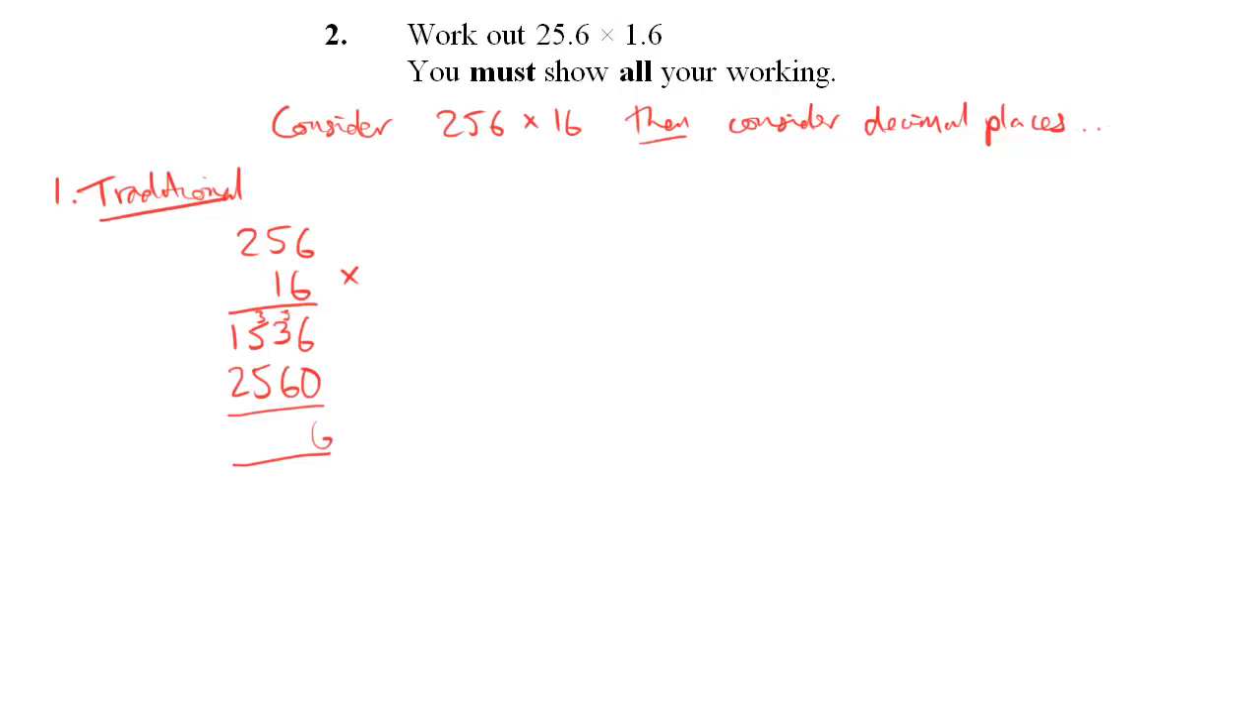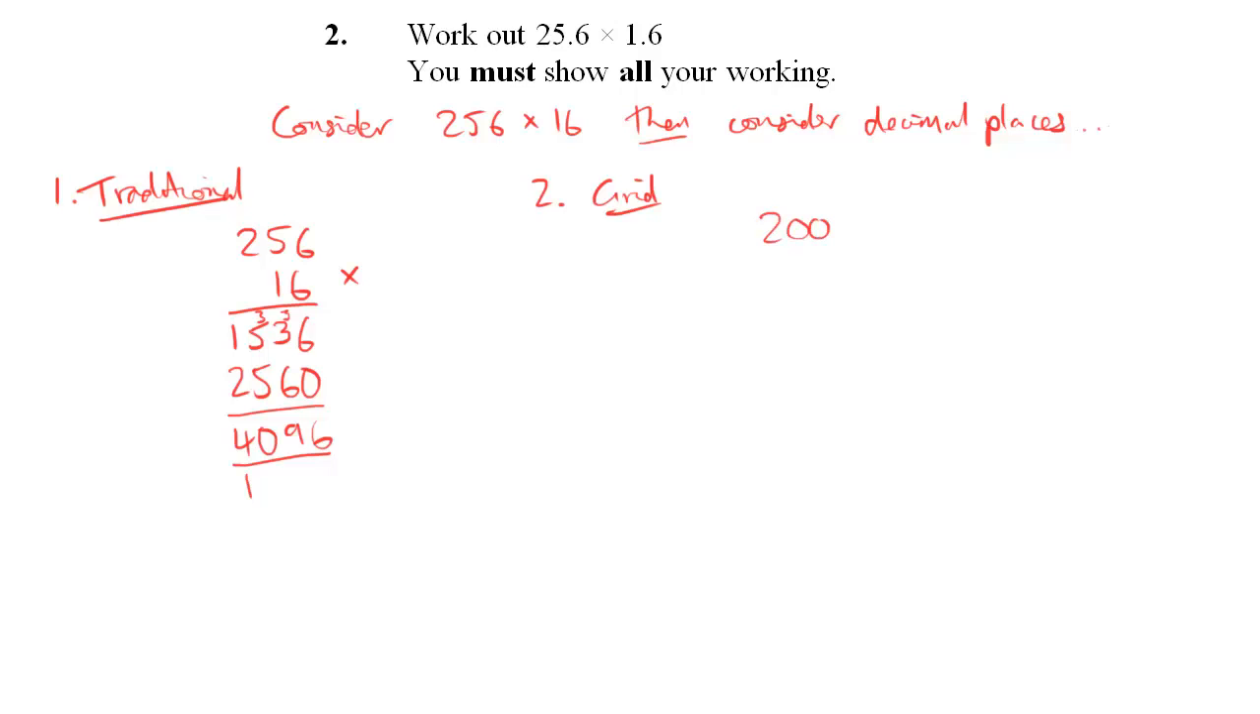And then finally, we add up the columns. So 6 plus 0 is 6, 3 plus 6 is 9, 5 and 5 is 10, so put the 1 down there, and 1 and 2 and another 1 makes 4. So that's what the sum comes to if you don't have any decimal places. Let's work it out another way using the grid method, because I know a lot of you use this method.